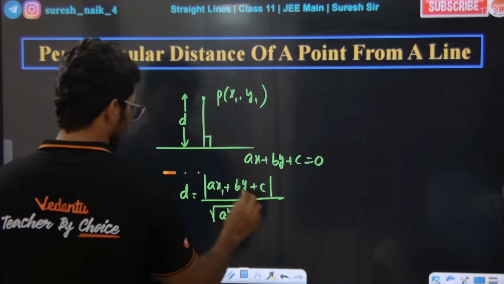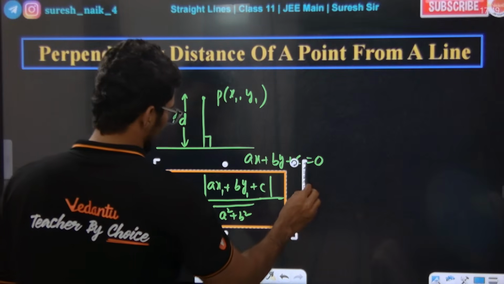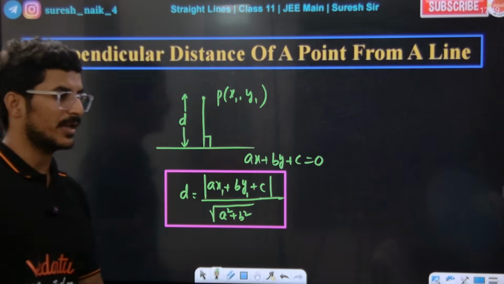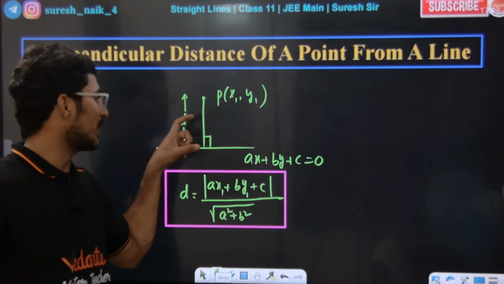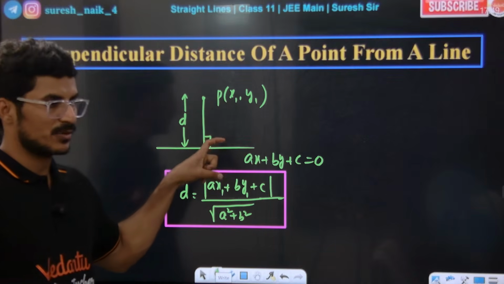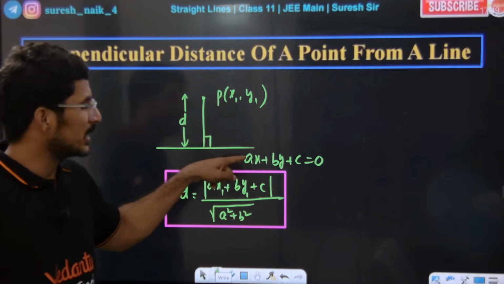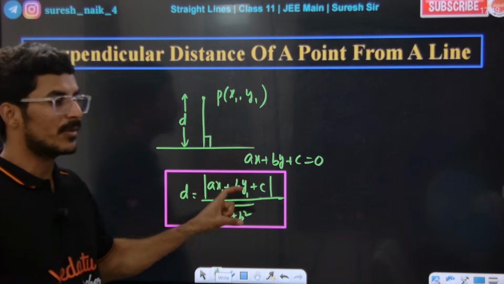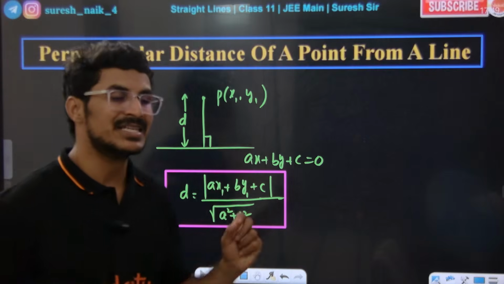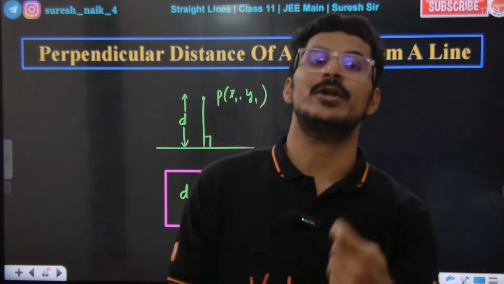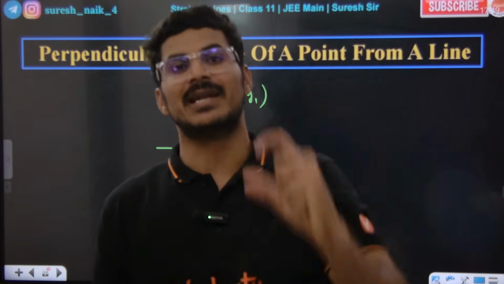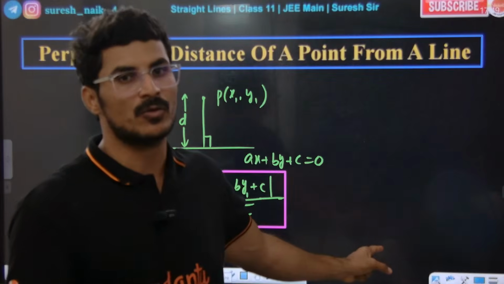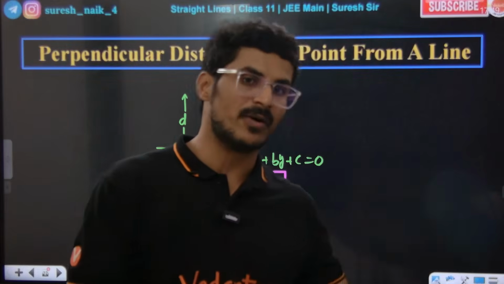Are you getting the point or not? Tell me yes or no. Correct or not? Substitute the point in this formula to find the perpendicular distance. To find the distance between a point and a line, we always apply this formula. If they ask you to find the shortest distance between a point and a line, or the perpendicular distance, this is the formula to apply.